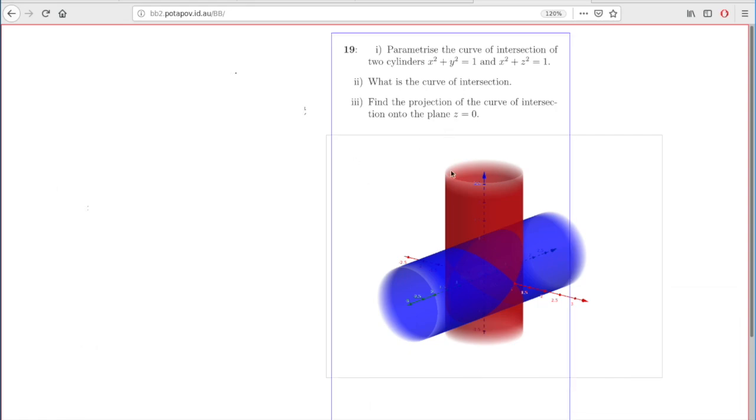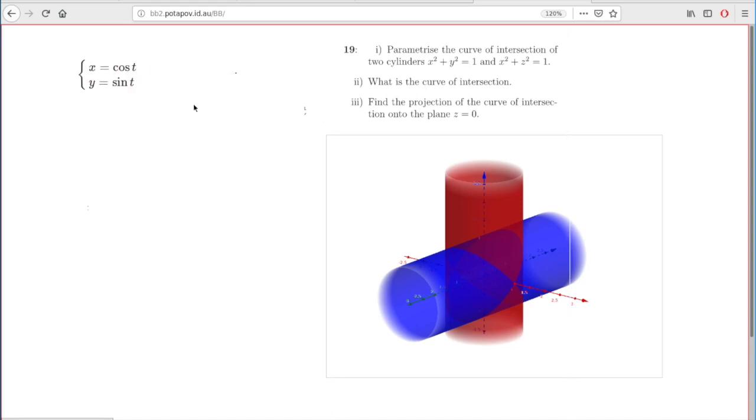So I will proceed as follows. First, in 2D, this is like a circle. So for x and y, I will choose a very natural parametrization, cos t and sin t. If I take these expressions for x and y, that will parameterize the circumference of this cylinder, the xy cylinder. Now, for the z component of my parameterization for this 3D curve, I'll just solve this for z, and that's my solution.